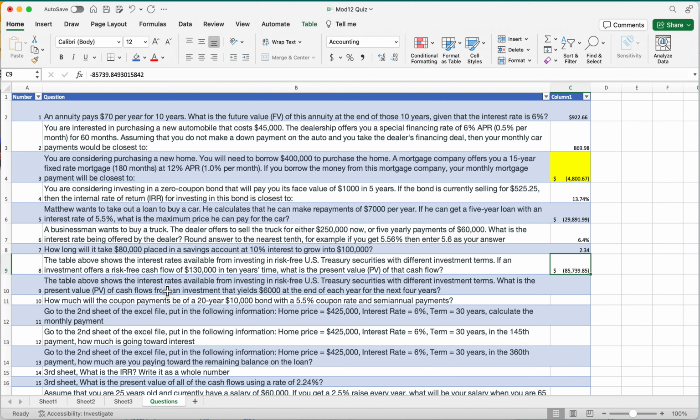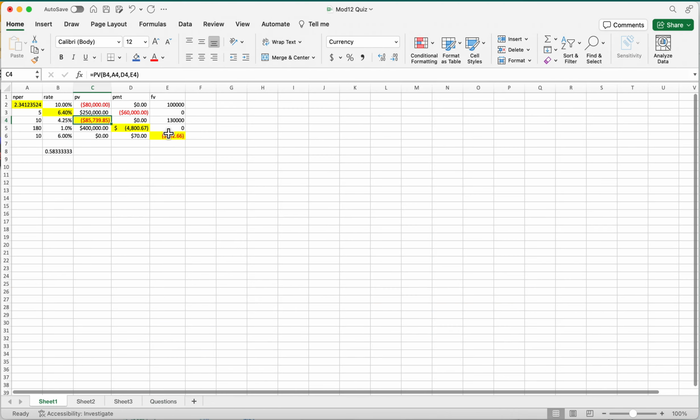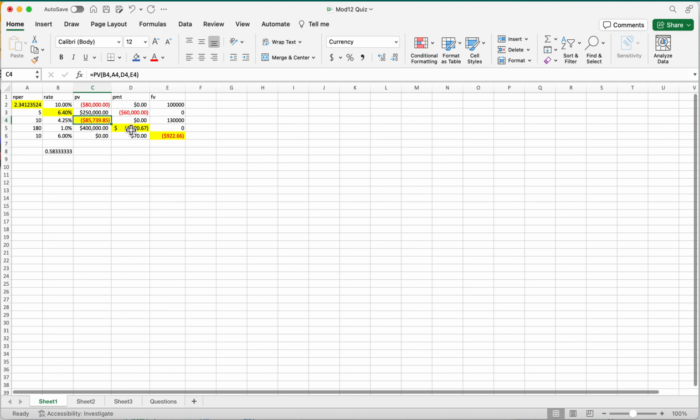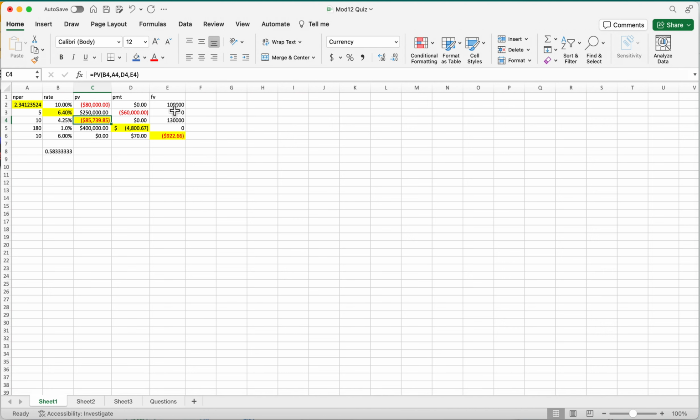What is the present value of the cash flows from the investment that yields $6,000 at the end of each period? So for this one, you are getting $6,000 at the end of each year for the next 4 years. So basically, you're getting a future value, and you're trying to find the present value.